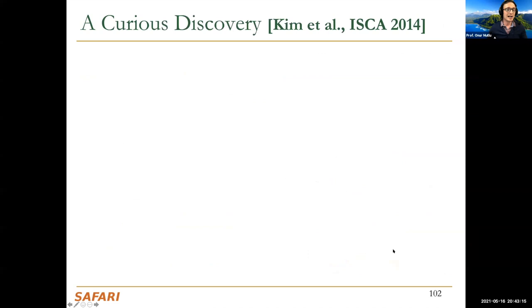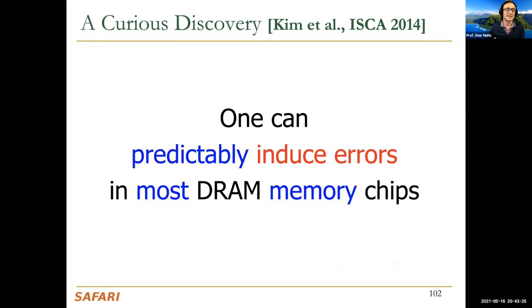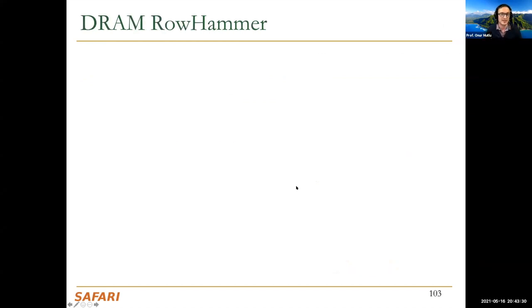Okay, so while we were doing these studies, we found out something very interesting together with Intel. And we published this work in 2014, but we've been doing the experiment since 2012. And the discovery is that one can predictably induce errors in most DRAM memory chips. And this is now known as the DRAM row hammer problem.